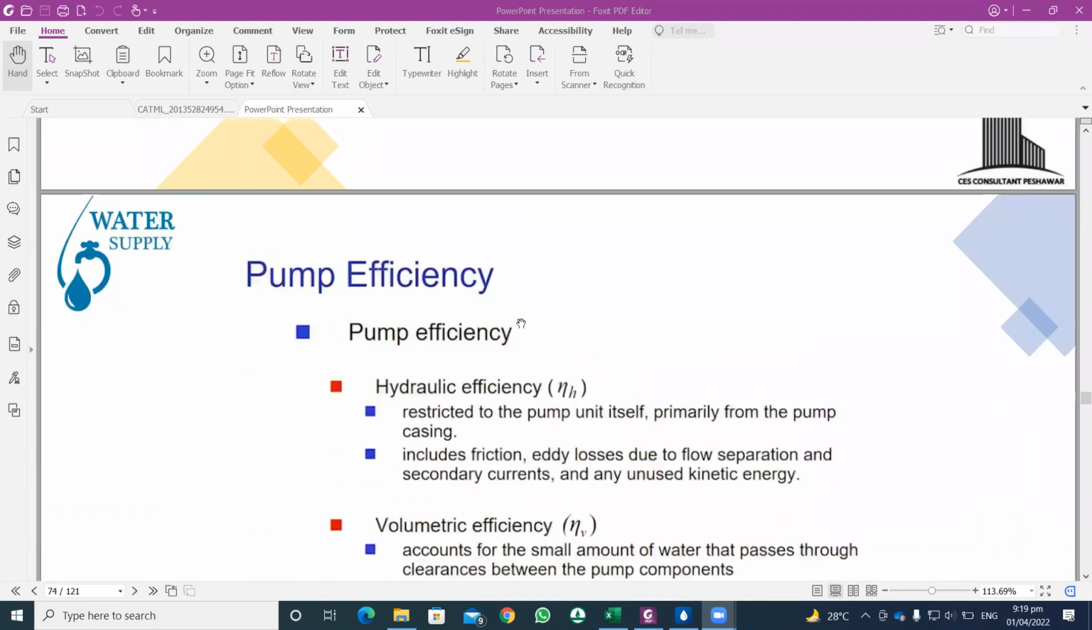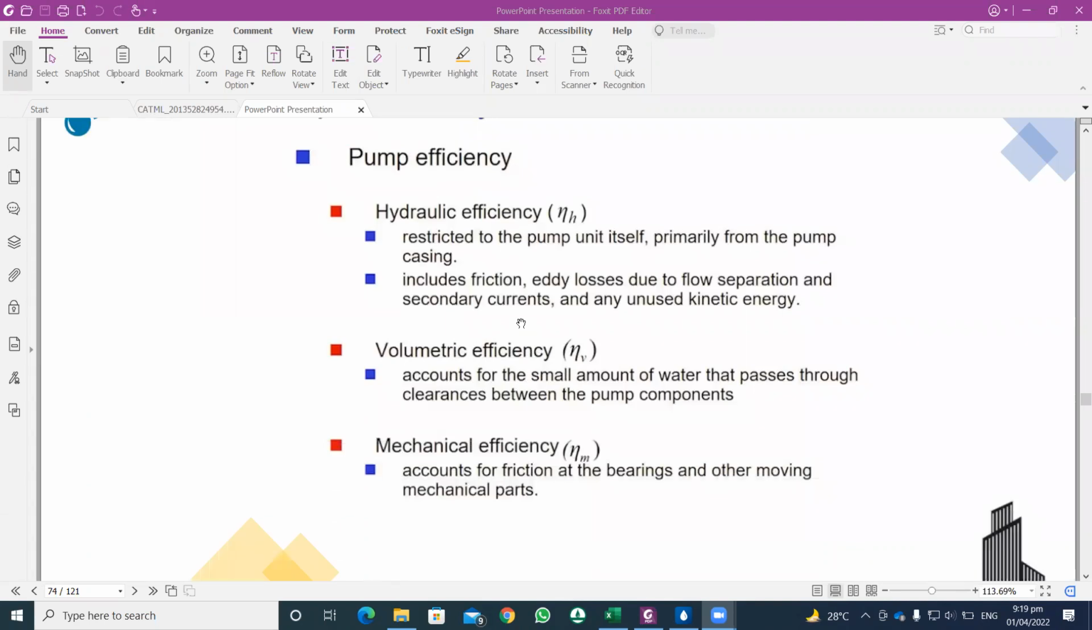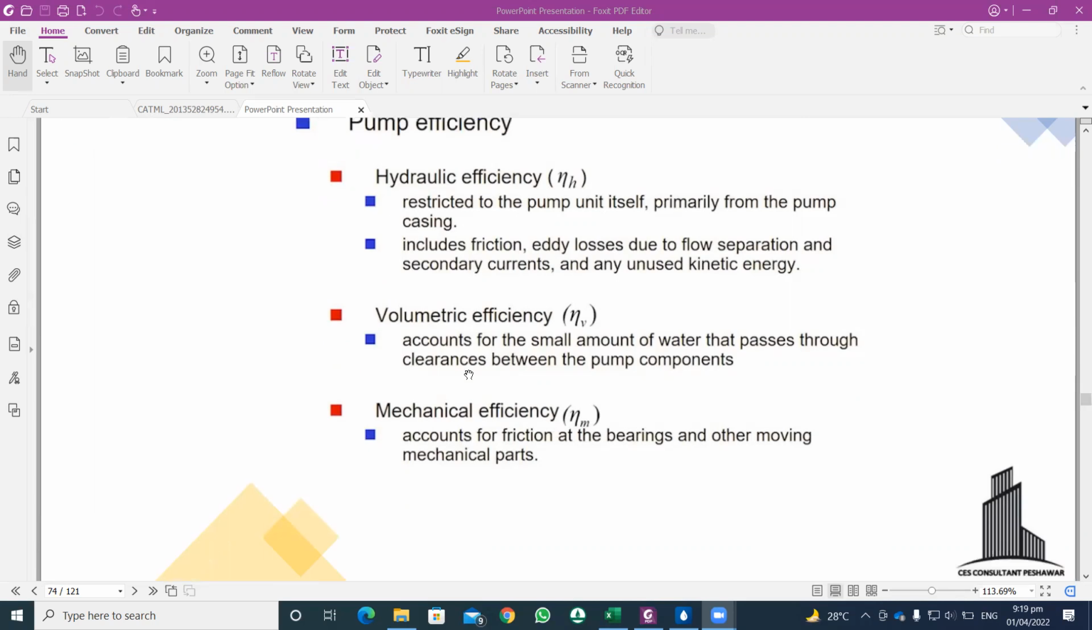Pump efficiency is made up of three efficiencies: hydraulic efficiency, volumetric efficiency, and mechanical efficiency. Hydraulic efficiency is related to the pump casing, the different types of friction, and eddy losses due to flow separation and secondary currents occurring through the pump casing. Volumetric efficiency is related to the amount of water that passes through the pump components.